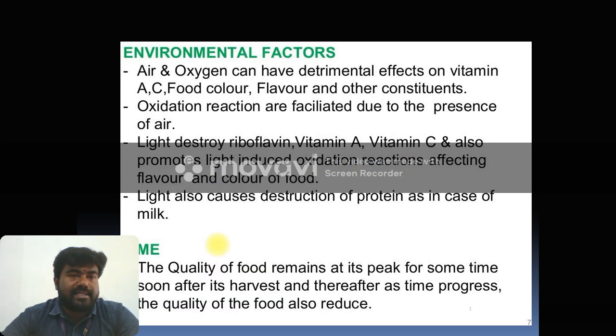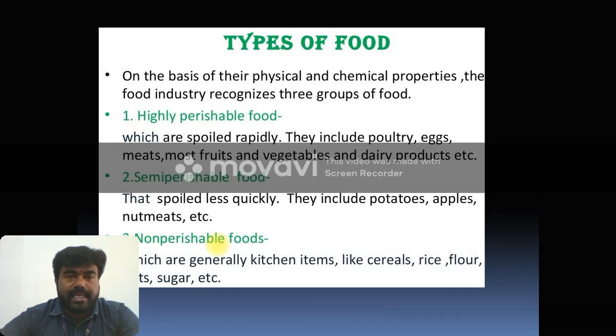Then what are the environmental factors? Air, oxygen, food color, some oxidation reactions, and then light sources are the common disturbing environmental factors for our food. Okay, what are the different types of food? Highly perishable foods are those that spoil rapidly, including poultry, eggs and meat products. Semi-perishable foods spoil less quickly, including potatoes, apples and some nuts. Non-perishable foods are kitchen staples, for example cereals, rice, flour and sugar.